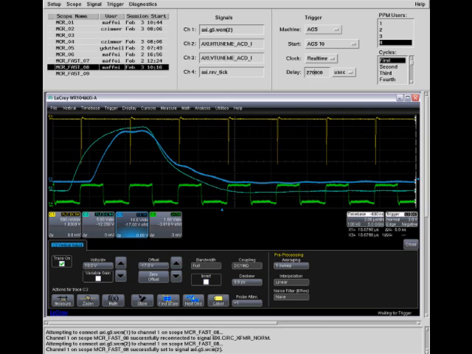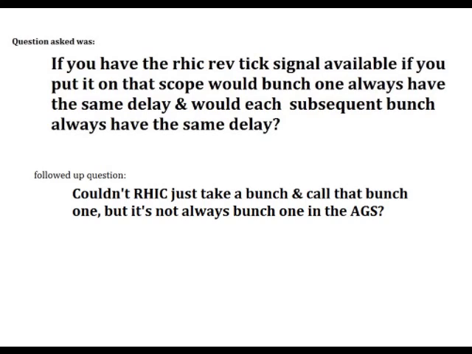The AGS rev tick relative to a bunch has to be fixed cycle to cycle, right? That's the reason for being of the rev tick. Whether it's the same bunch is a little bit weird, right? Because for protons, there's only one. So does RHIC just take a bunch and call that bunch one, but it's not always bunch one in the AGS?